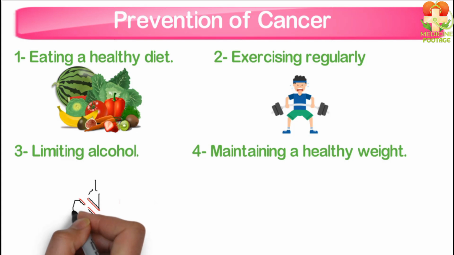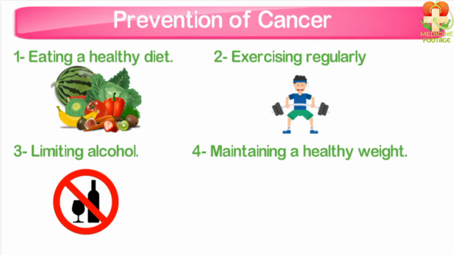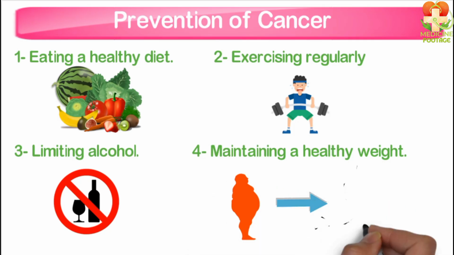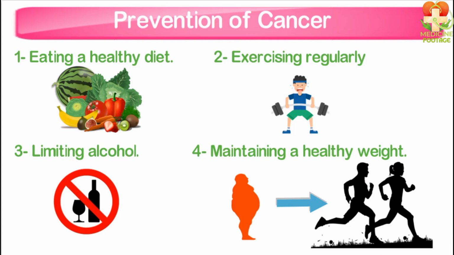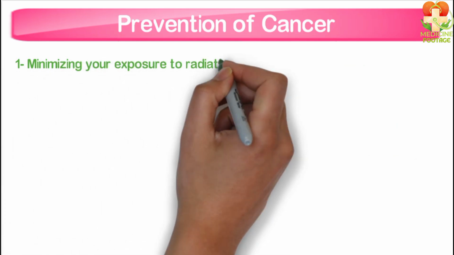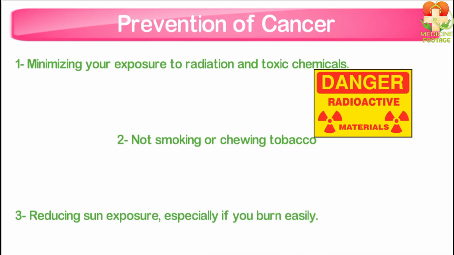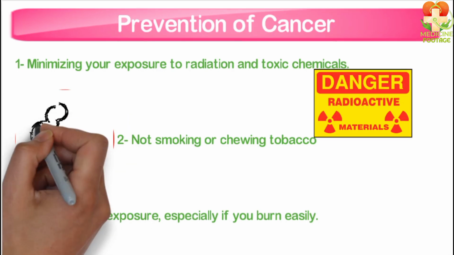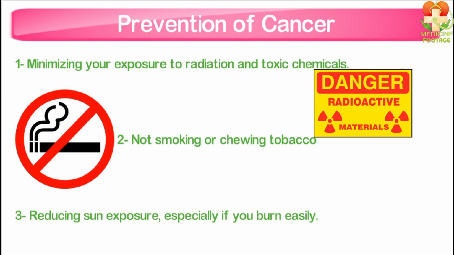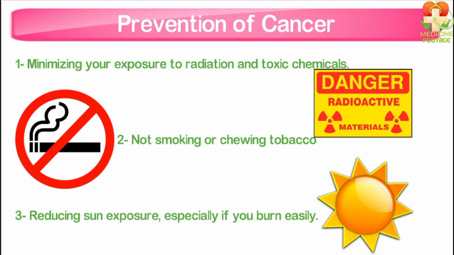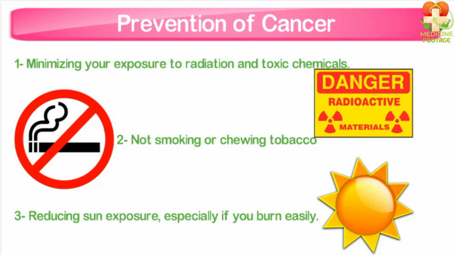If someone drinks alcohol, then they should stop drinking alcohol. If someone is suffering from obesity, then they should lose weight. They should reduce their weight. Along with that, those who work with radiation or go near toxic chemical substances should minimize their exposure to them. Along with that, if someone is a smoker or consumes tobacco, then they should leave their smoking habit. Those people who are exposed to sunlight a lot should reduce their exposure to the sun, because all these things will reduce the control over our body's cells. Then what will happen? Those cells will turn into cancer cells.